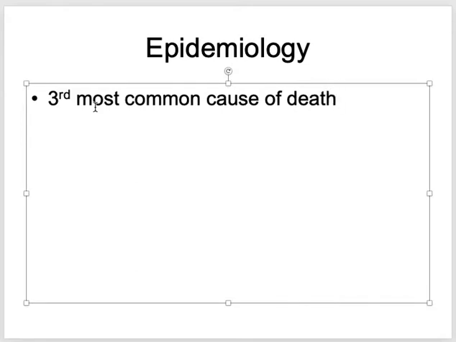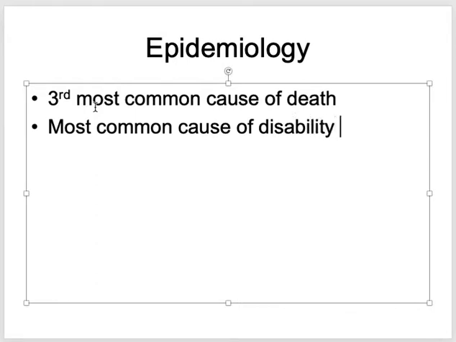Okay, of course, the first two being cancer and ischemic heart diseases, and it is the most common cause of disability. How do people become disabled? Rheumatoid arthritis is there, accidents are there, many things are there. Stroke is the most common cause of severe physical disability, okay? Physical disability.